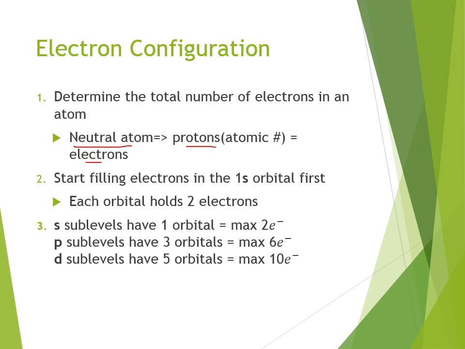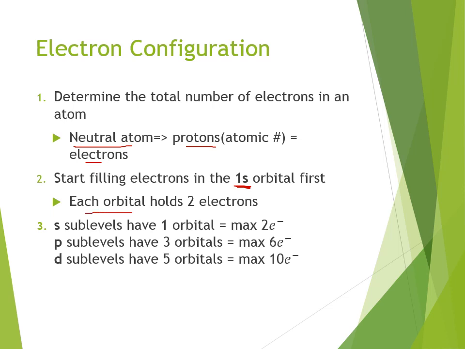Then you start filling electrons in the 1s orbital first. The reason we do this is because the 1s orbital is the lowest energy level. Remember, s has a lower energy than p, a lower energy level than d.